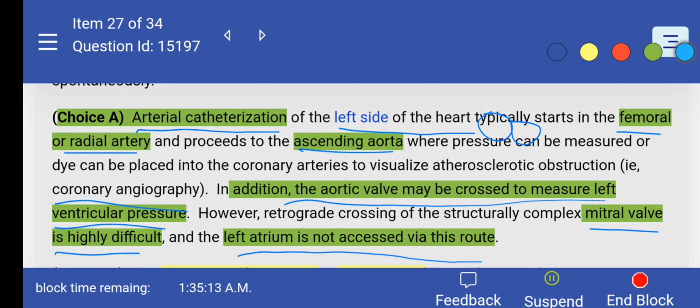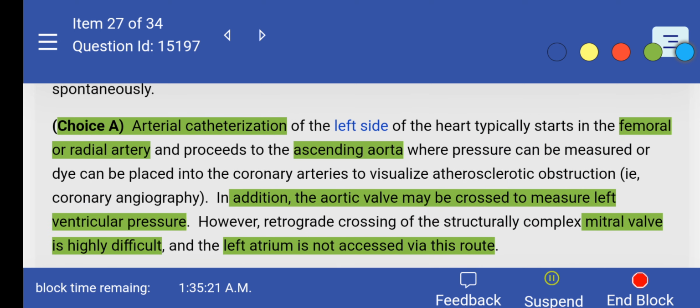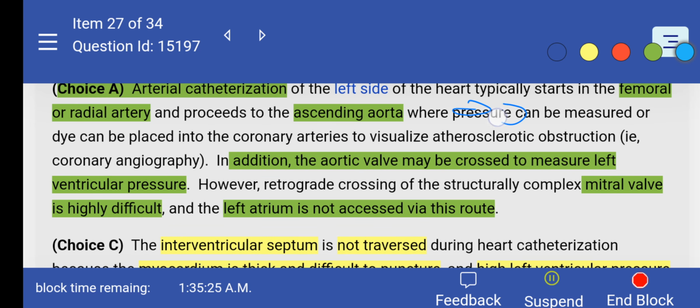So they mean to say, let me draw this. Let's say this is the heart. We are approaching from the femoral artery or radial artery. This is the ascending aorta, and over here we have the aortic valve, so the catheter can pass easily through it. Due to that we can measure the pressure of the ventricular chamber, but we cannot pass through the mitral valve into the left atrium to measure that pressure. So that's why we cannot use this route for left atrial pressure.